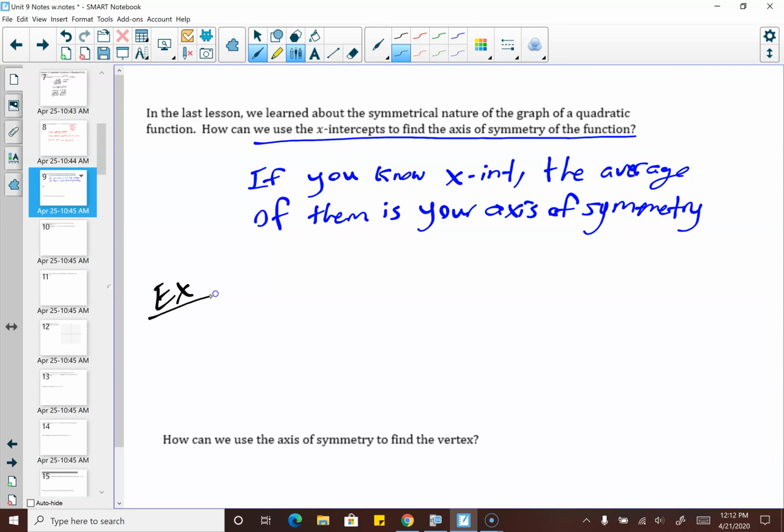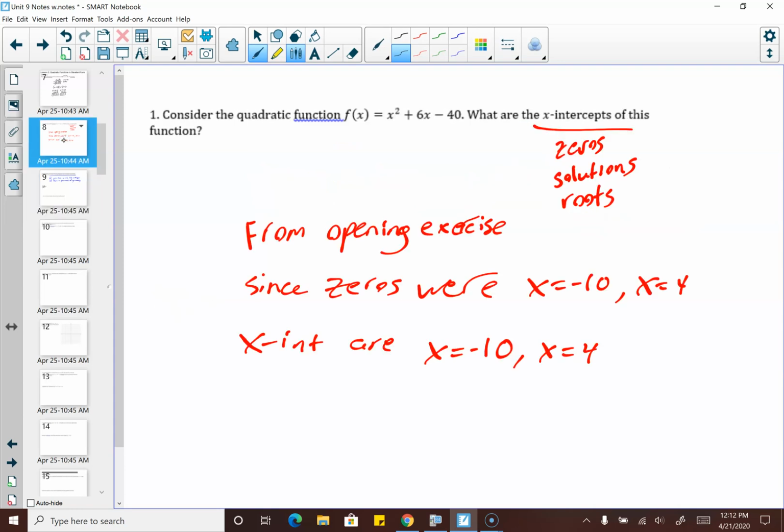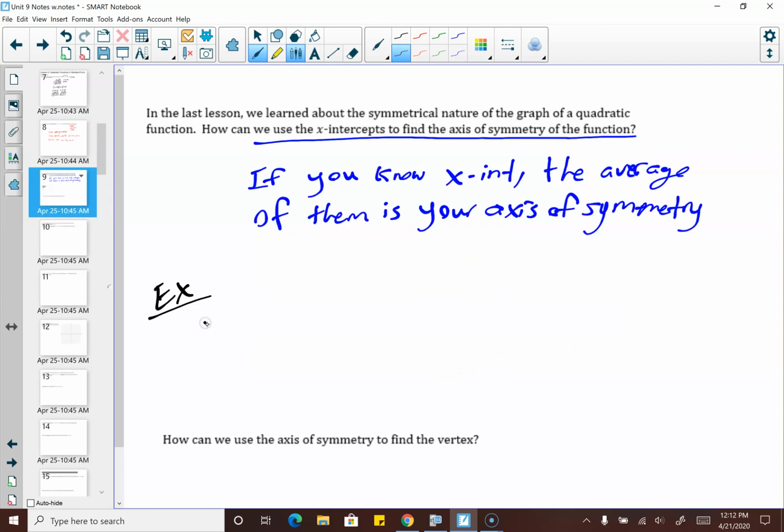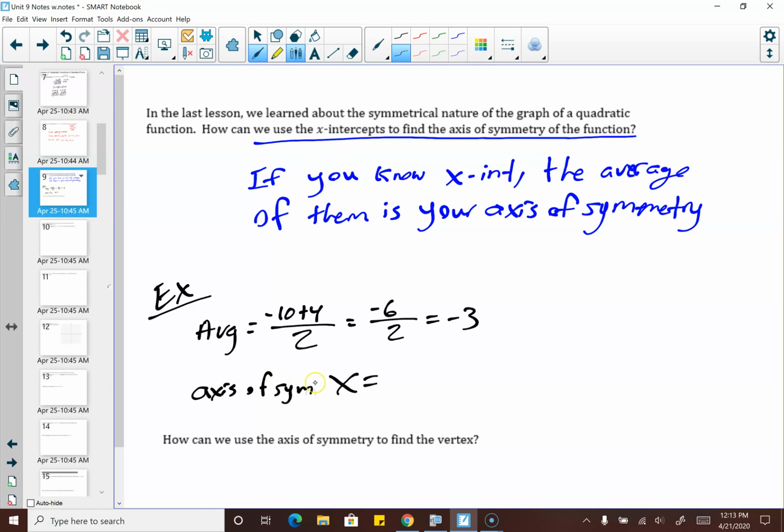So for example, if we use the previous one, which meant we knew our x-intercepts were negative 10 and positive 4. If we were to take the average, remember how you find the average. You take the two numbers you have, you add them together, and you divide by how many you have, which in this case is 2. Negative 10 plus 4 is negative 6. Negative 6 divided by 2 is negative 3. So our axis of symmetry is x equals negative 3, based off the opening exercise numbers.